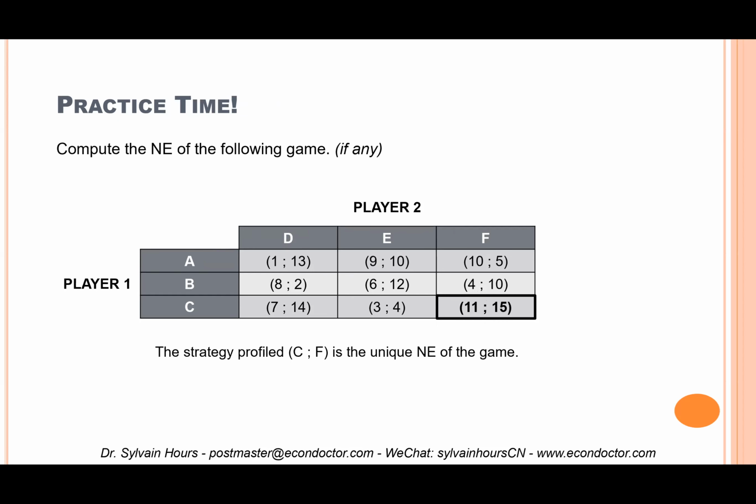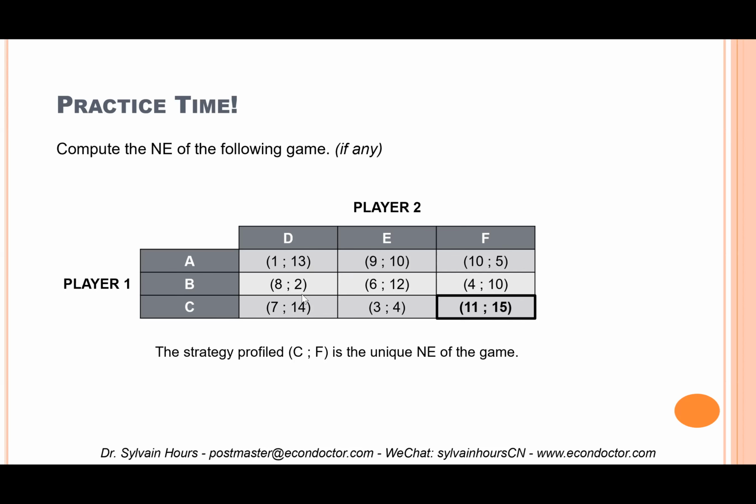Please be careful because sometimes students say there is a single Nash equilibrium 11-15. No, a Nash equilibrium is a combination of strategies. Okay, it's not the numbers we have there. They are not strategies. They are the payoffs, the rewards associated with a given combination of strategies. Okay, the Nash equilibrium is C for player one, F for player two. Okay, that's how you define a Nash equilibrium.